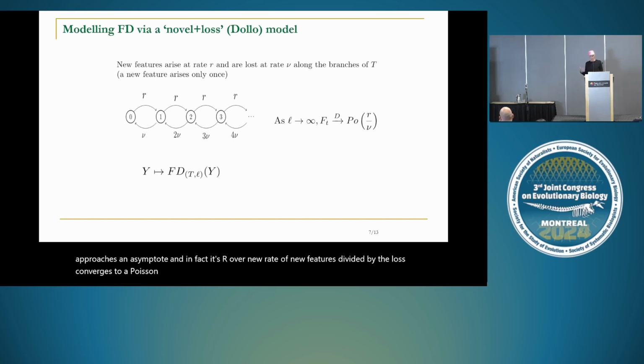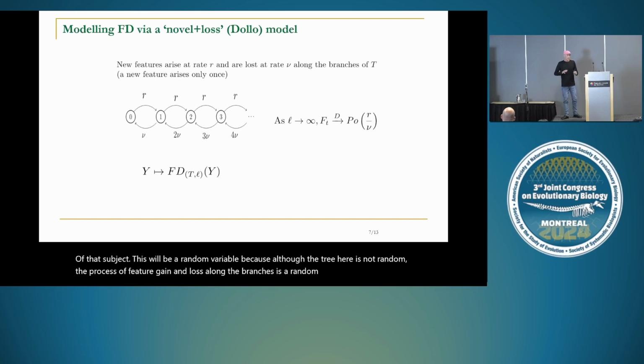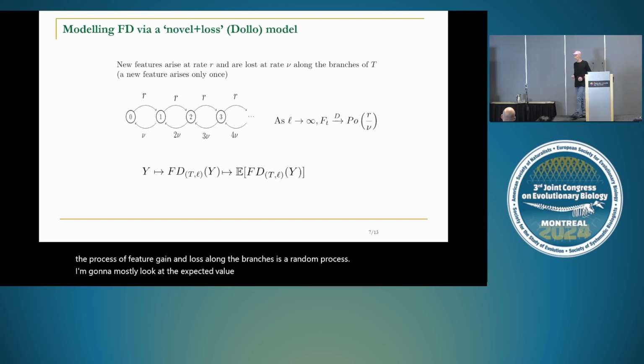Okay, so given a subset of species, we can talk about the phylogenetic diversity of that subset. This will be a random variable, because although the tree here is not random, the process of feature gain and loss along the branches is a random process. I'm going to mostly look at the expected value of that random variable, and we can calculate that very nicely.